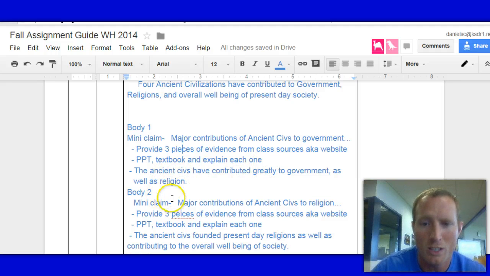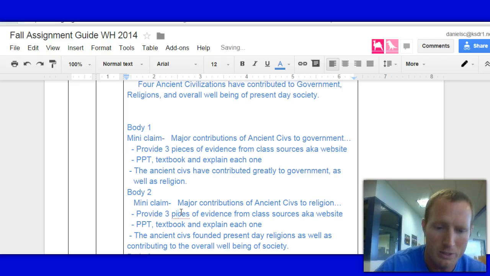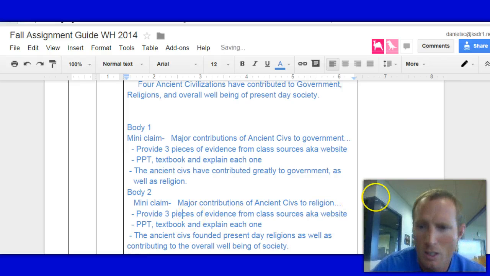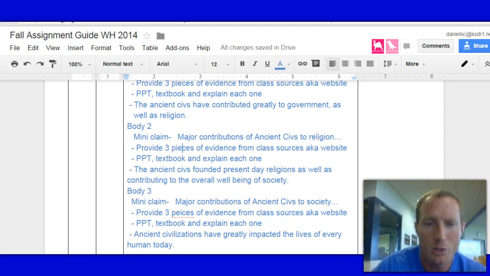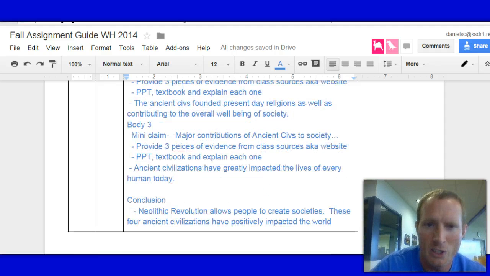In body paragraph 2, you're going to talk about religion. You're going to repeat the same process, 3 pieces of evidence. Again, Mr. Daniels can't spell, my apologies. Explain the evidences, and then write your transition. Body 3, same deal, except for now we're talking about major contributions. When we say contributions, we're looking for those inventions, ideas, things that line up with our objectives or learning goals.